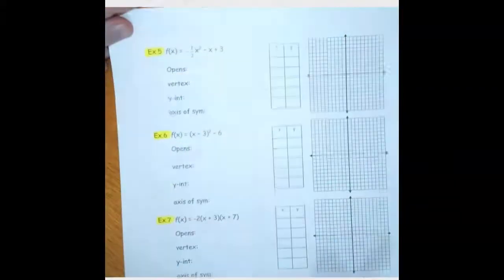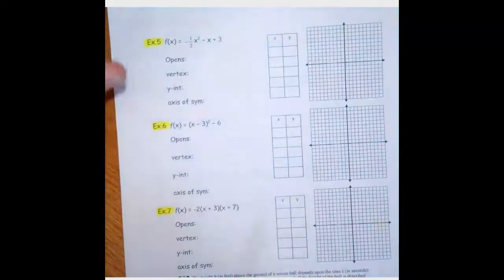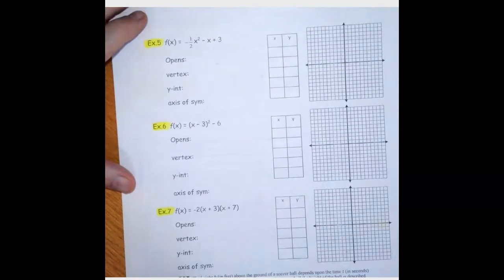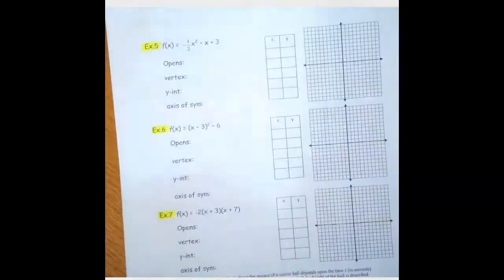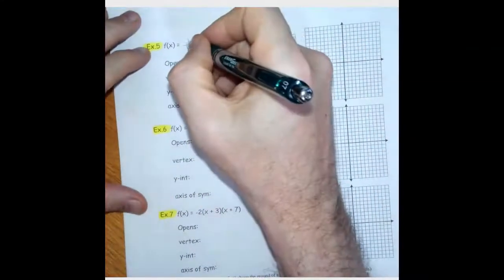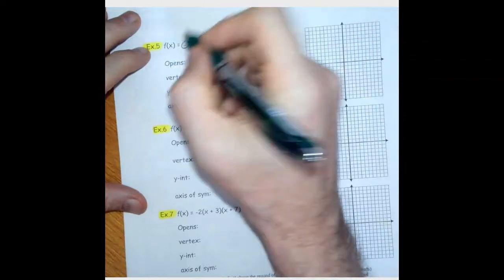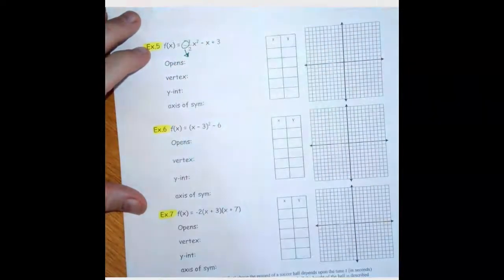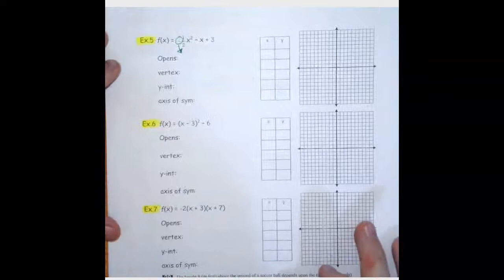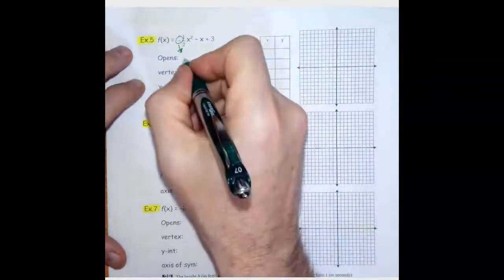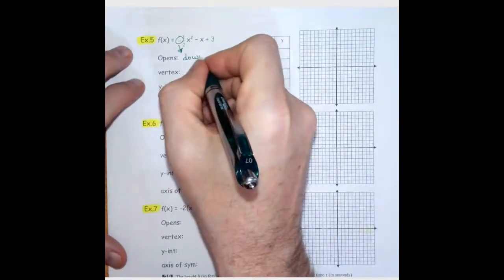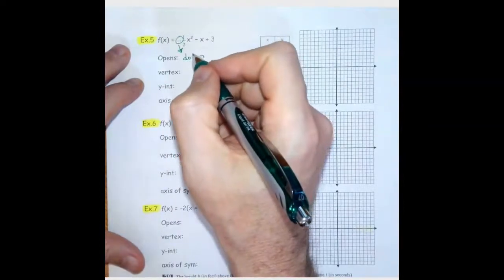Alright, so let's try to get through this a little bit more quickly. First of all, that is negative. So you can pause this. It's the same kind of thing. Pause it and see if you can do it. So it opens down. Okay.